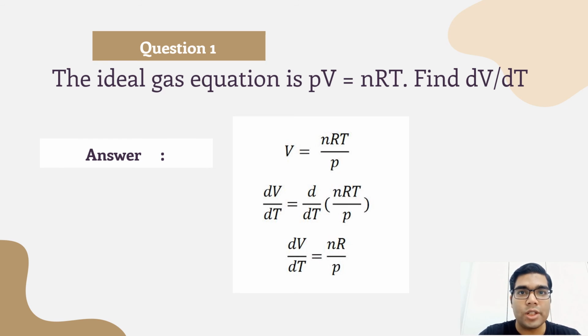The application question of partial differentiation, number 1. The ideal gas equation is PV equals nRT. Find ∂V/∂T. Answer. Firstly, rearrange the equation: V equals nRT over P. Then, ∂V/∂T equals ∂(nRT/P)/∂T. Therefore, ∂V/∂T equals nR over P.